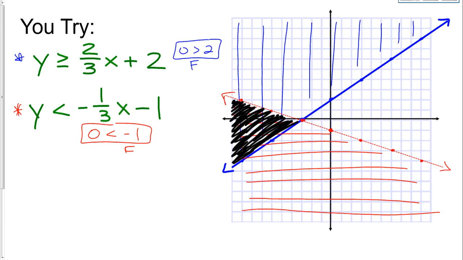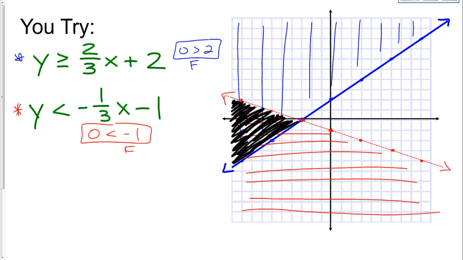Here's your solution. The line in blue is the first inequality. Our test point there was false. 0, 0 was not a solution, so we shaded above the line, marked in blue with the blue vertical lines. The line in red was the second equation. Make sure we had strictly less than, so it was a dotted line. Once again, the test point was false, so it did not include the point 0, 0. So we shaded below the line using the red horizontal marks.